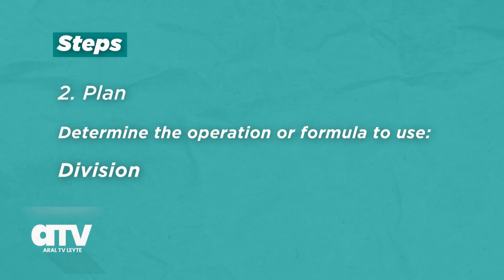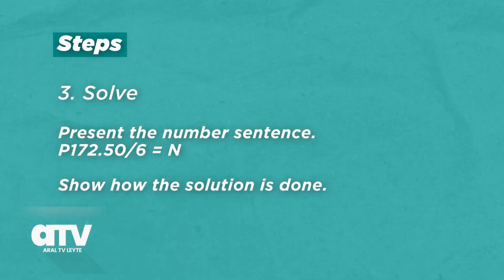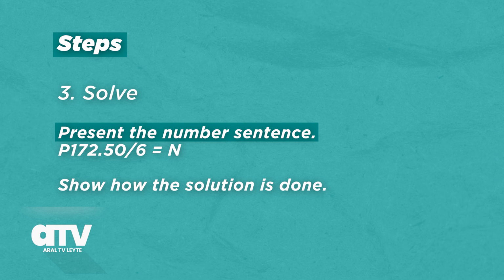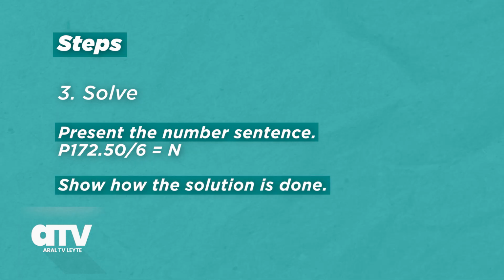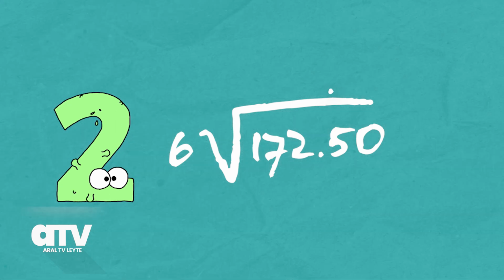Number 2, plan. Determine the operation or formula to use. We have division. Number 3, solve. Present the number sentence. 172 pesos and 50 centavos divided by 6 equals n. Show how the solution is done. 172 pesos and 50 centavos divided by 6.